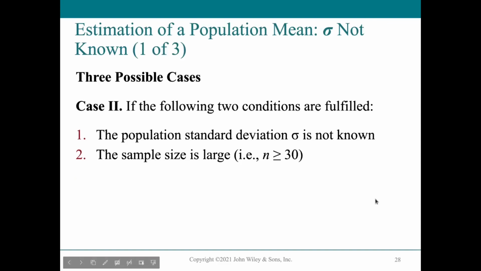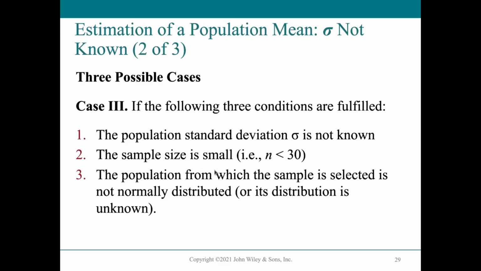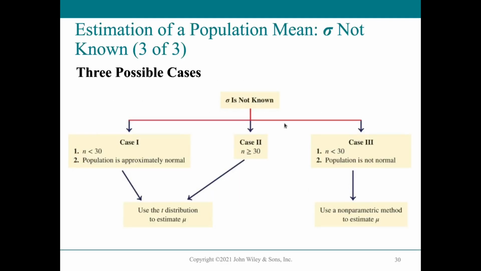And the second case is the population standard deviation, again, is unknown, and we also have a large sample size. And the last case is a small sample size but not a normal distribution. Now, what should we do in these three cases?